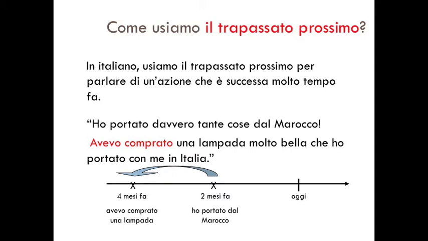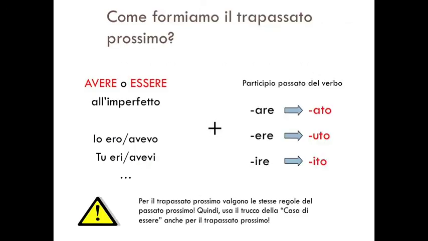It's really, really simple to use and to form trapassato prossimo in Italian. We basically use avere or essere at imperfetto with the very same rules we did use when we had passato prossimo, for instance, and we add participio passato, ato, uto, ito, that we know. Okay? So these are some forms of trapassato prossimo.